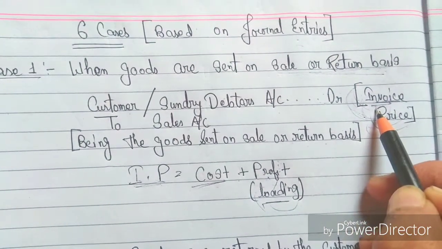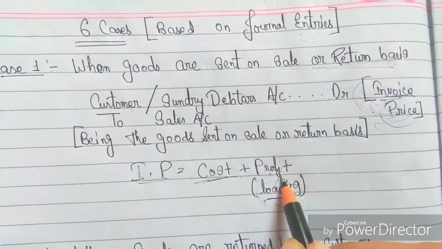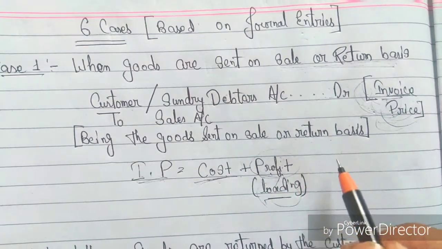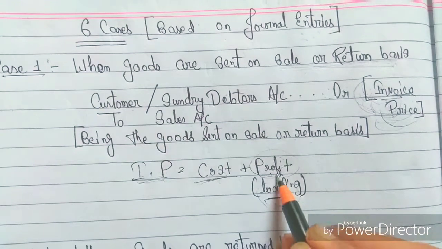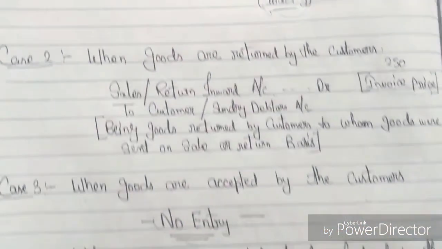Now the question arises, what is invoice price? Invoice price is equal to cost plus profit. So the manufacturer adds some profit with the cost, which is called invoice price. The profit is also called loading.